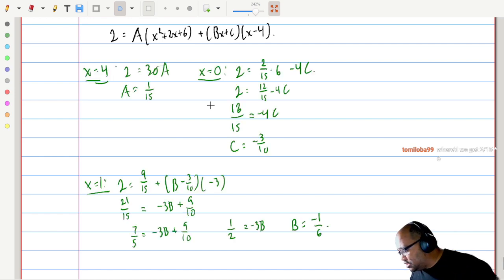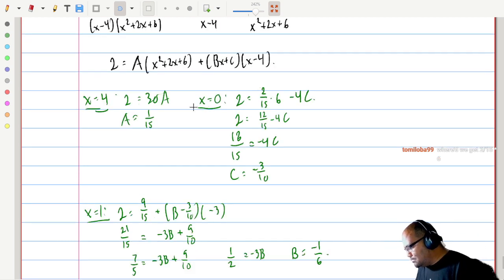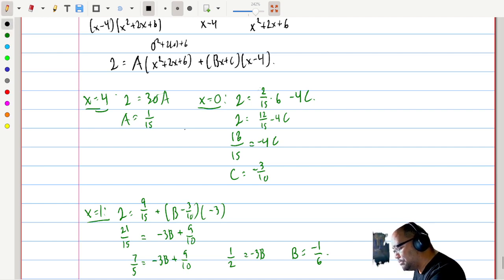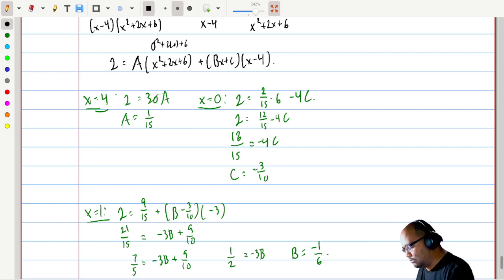Actually, let's look at that. 2 over 15 times 6. Okay, so again, that's when we set x equals 0, right? So if I set x equals 0 in the quadratic term there, 0 squared plus 2 times 0 plus 6.